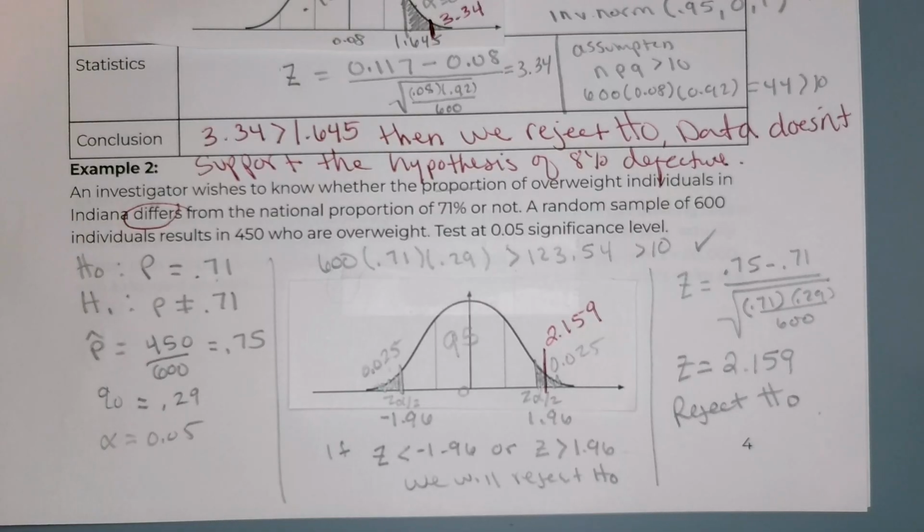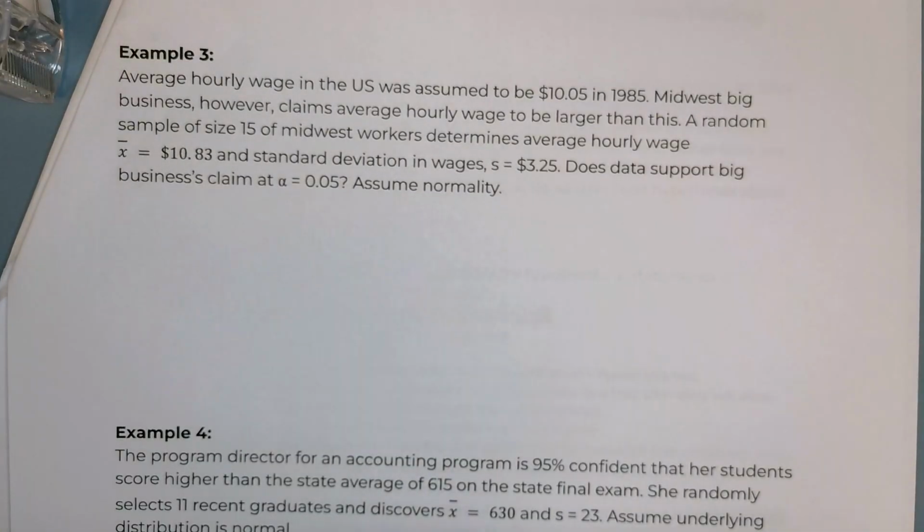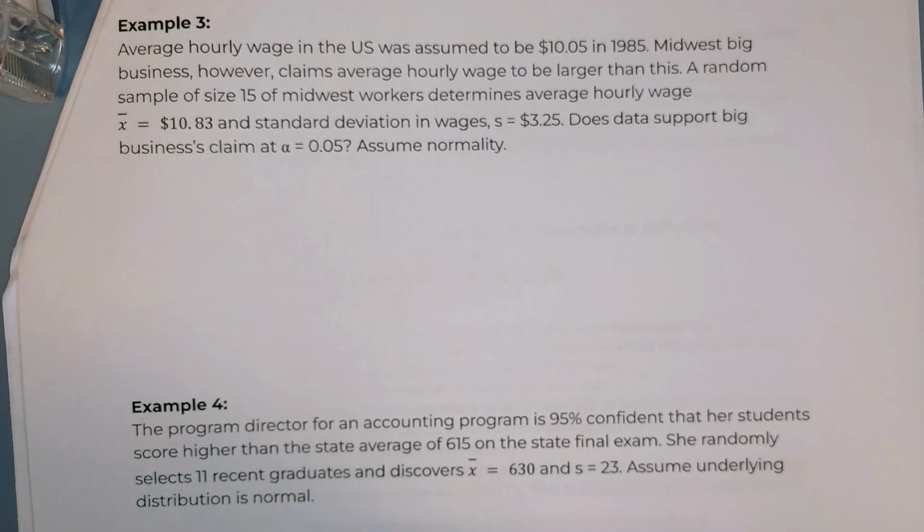I have a couple of more problems. I think we're going to get into mean. Yeah, here we go. The average hourly wage of the U.S. was assumed to be $10.05 in 1985. Midwest Big Business, however, claims the average hourly wage was larger than this. A random sample of 15 Midwest workers determines average hourly wage equals 10.83, and the standard deviation of the sample is 3.25. Does data support big business claims at alpha equals 0.05? Okay.